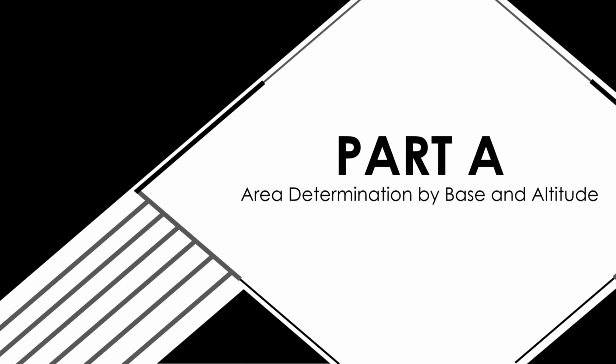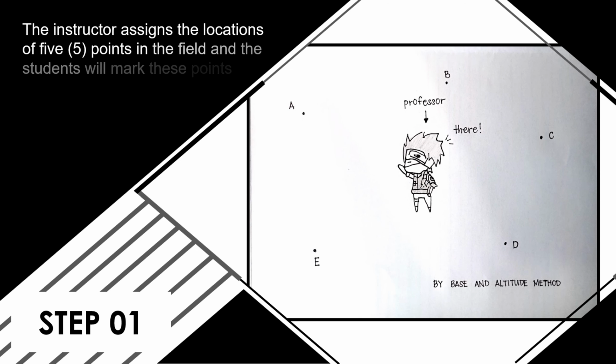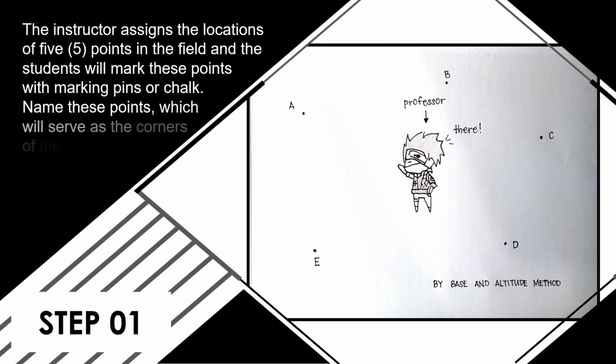Part A, area determination by base and altitude. Step 1. The instructor assigns the location of 5 points in the field, and the students will mark these points with marking pins or chalk. Name these points, which will serve as the corners of the polygon, as A, B, C, D, and E.